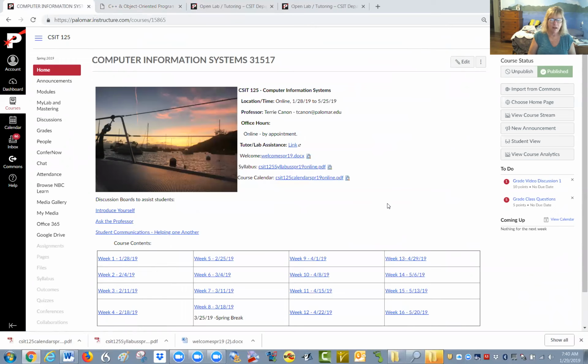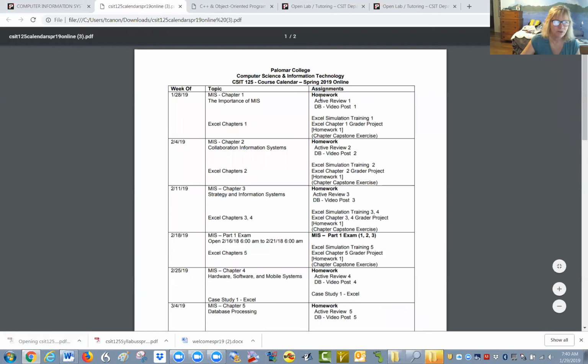Okay, the calendar. I do not use the calendar system in Canvas. I simply have a document that you refer to as well. The course contents is broken up by week. So that is the way I implement my calendar. So here is your calendar.